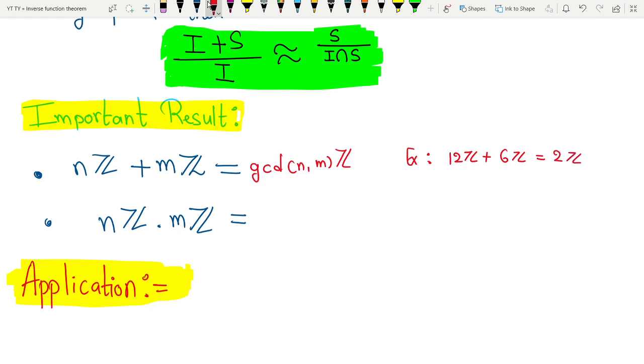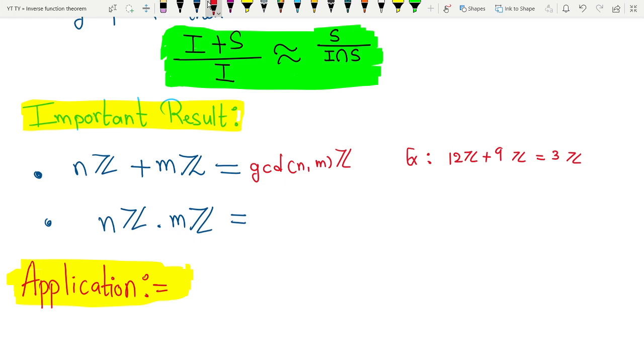Suppose it is 12Z plus 6Z, the answer is going to be 6Z, because what I'm writing on the right-hand side is nothing but the GCD of the two numbers, right? For example, I take 9 over here. So what should I write over here? 12, 9, GCD is nothing but 3. So the answer is going to be 3, right? So this is something that you are supposed to understand.